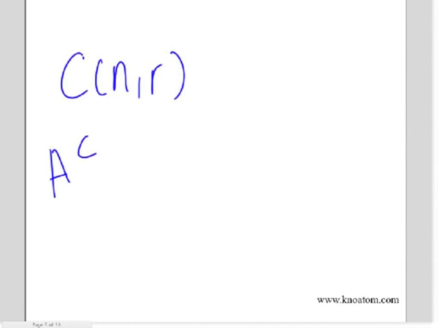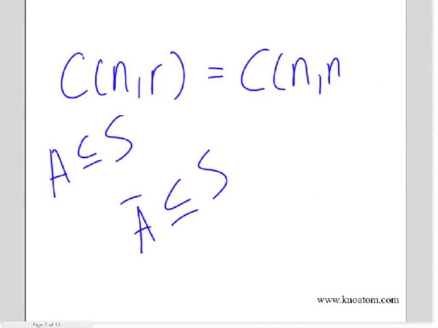We can reformulate this argument as a double counting proof. By definition, the number of subsets of S with r elements equals C(n, r), for some subset A of S. And this subset A of S is also determined by specifying which elements are not in A, which is, by definition, A complement, which is a subset of S. And that is equal to C(n, n minus r).